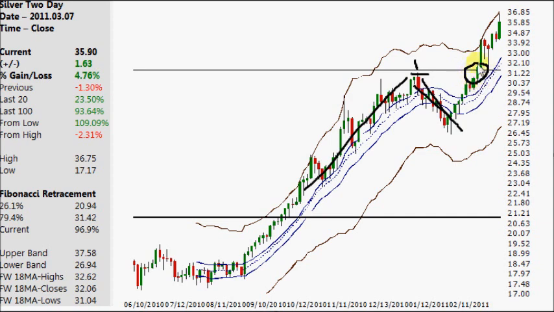And now we notice again that, well, it's broken above this level. Again, what would have been ideal would have been a pullback like that. But no, it didn't do that. However, what's ideal if it breaks out is to come back to this level. Now notice this line is just a little above it.